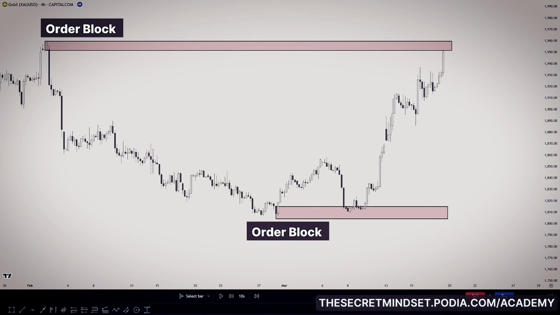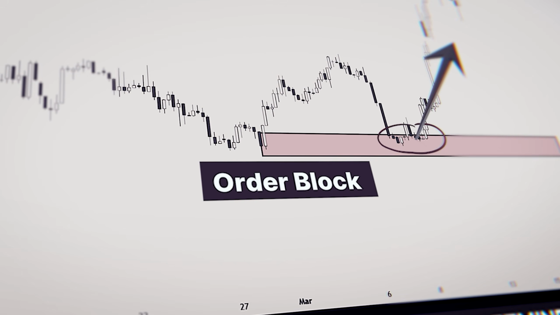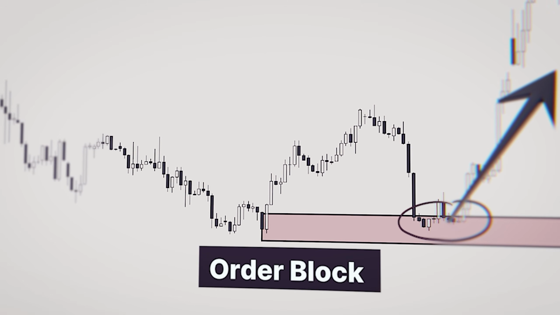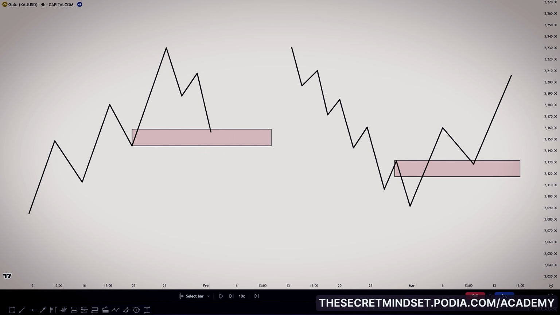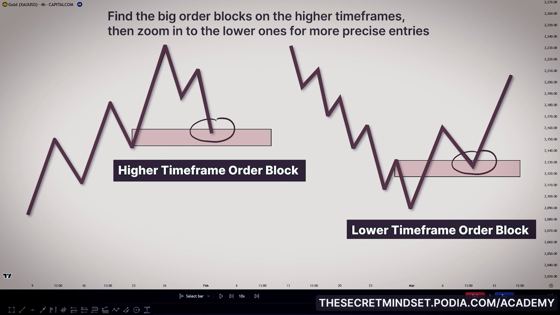A quick word on timeframes. Order blocks work on all timeframes, but they are most powerful on the higher ones. An hourly order block is usually more significant than a 5-minute one, but that doesn't mean you should ignore the lower timeframes. In fact, you can use multiple timeframes together. Find the big order blocks on the higher timeframes, then zoom in to the lower ones for more precise entries. It's like using a map and a GPS together. We'll talk about this later.